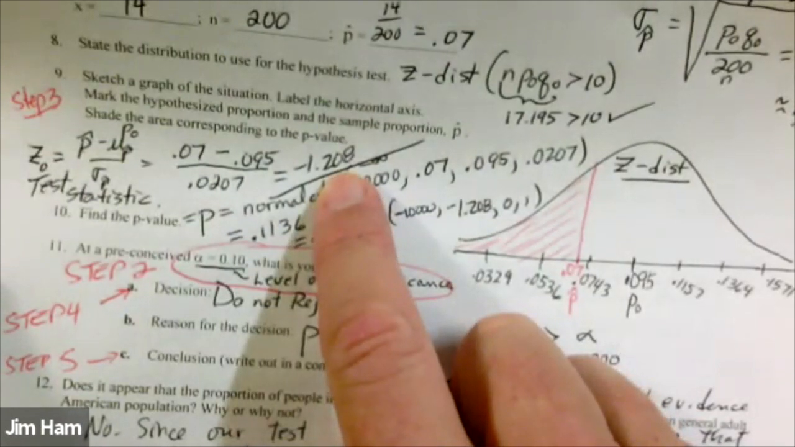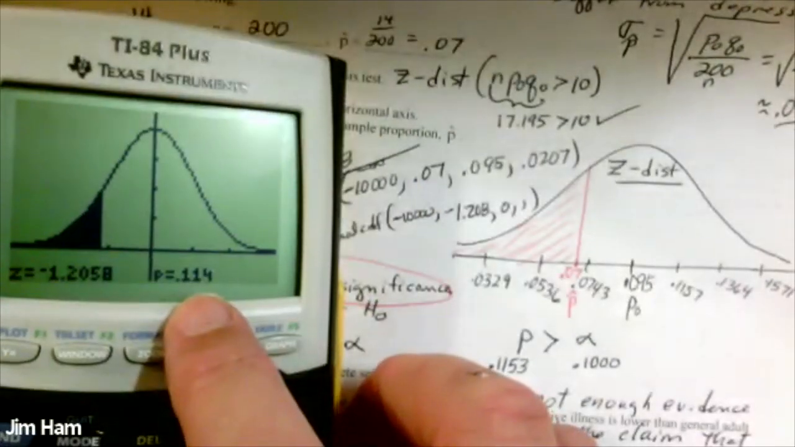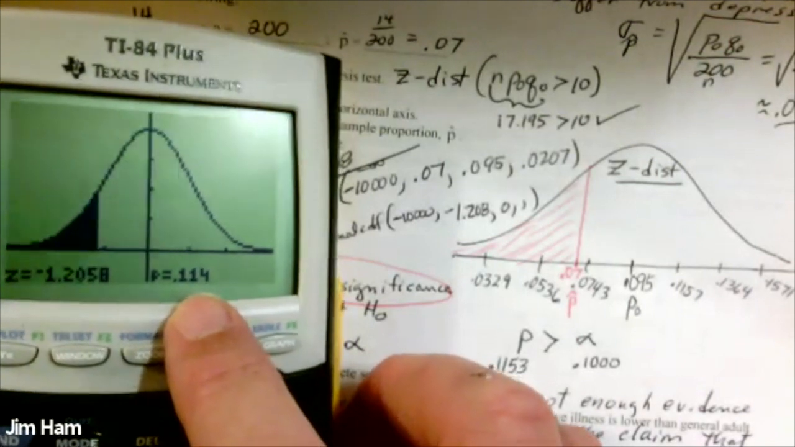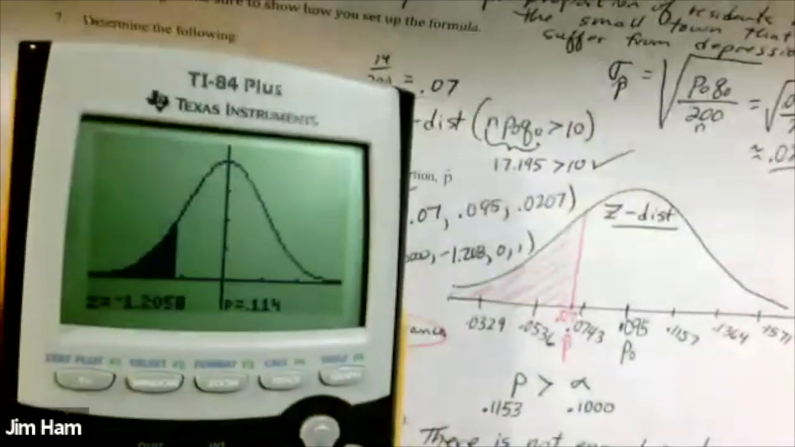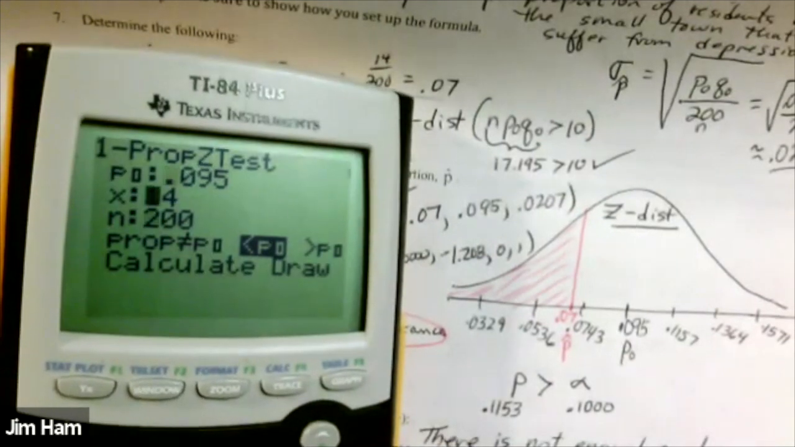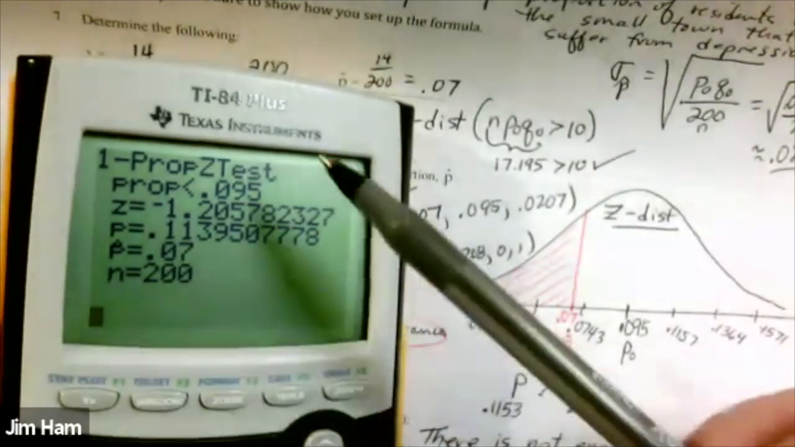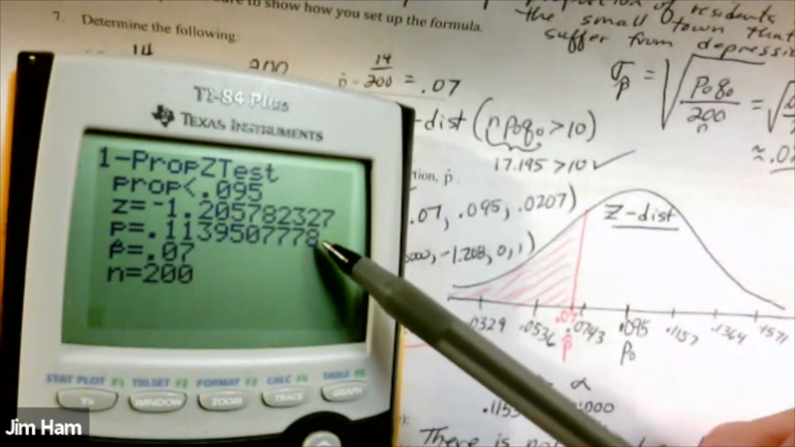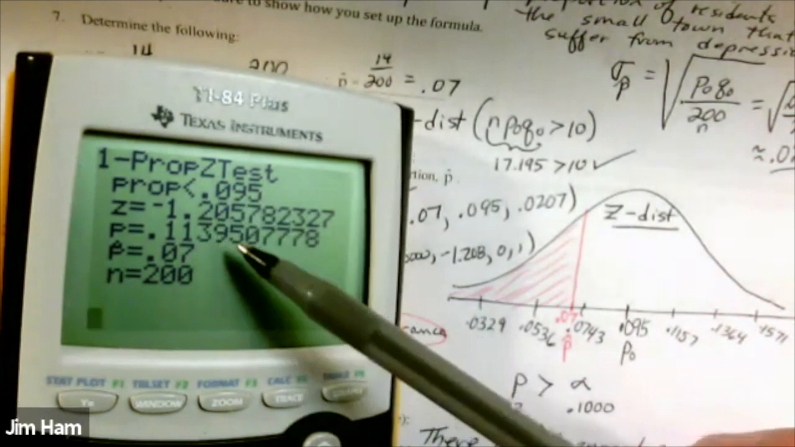Looks very similar to what we have here. Maybe some rounding error. There you can see the p-value, 0.114, p-value, 0.1136. If you select the calculate option instead, it gives you the test statistic, it gives you the p-value, and then reports back the sample proportion. And we can make the decision.